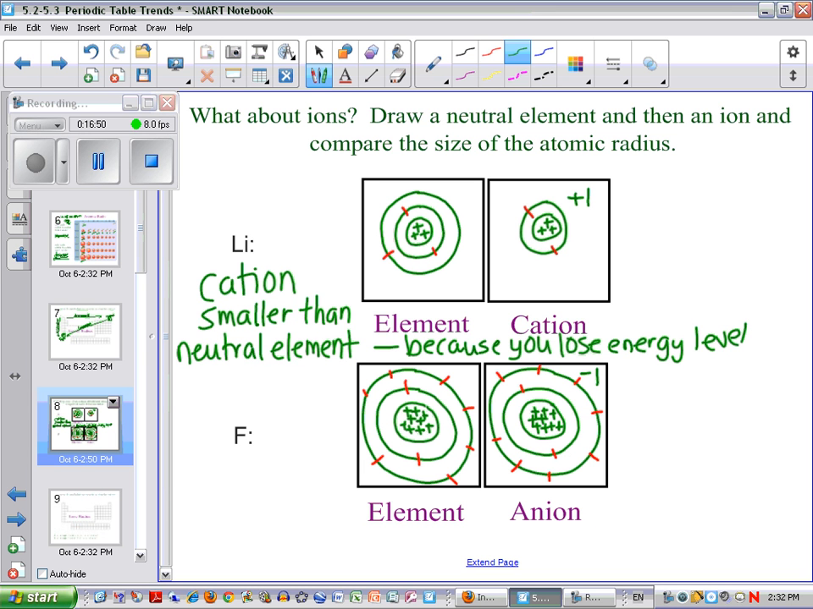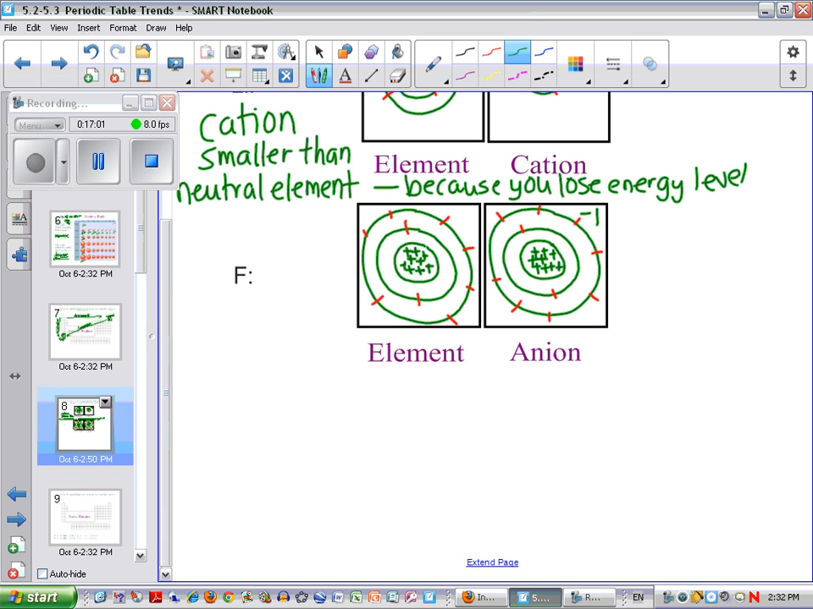Now when you look at this, it's hard to tell, right? You can see that both of them have 2 energy levels, so it's not about the size of the energy levels. So let's compare our protons to our electrons. Let's look at that nuclear pull, that thing we were just talking about. In this case, I have 9 positives pulling on 9 negatives. Okay, that's a 1-to-1 ratio. On this side, I have 9 positives pulling on 10 negatives. I have more electrons than I have protons because it's a negative anion, which means the pull of these protons on these electrons will be less.